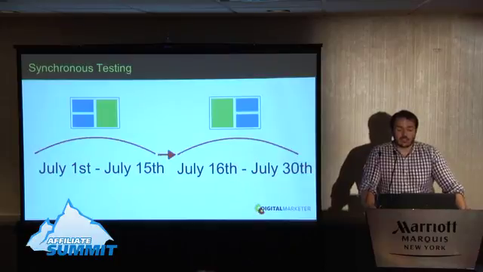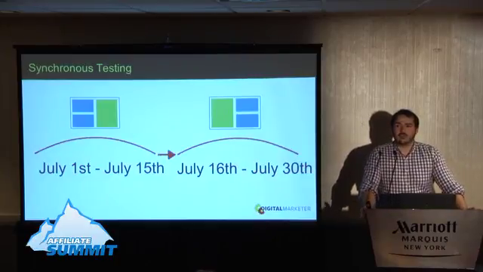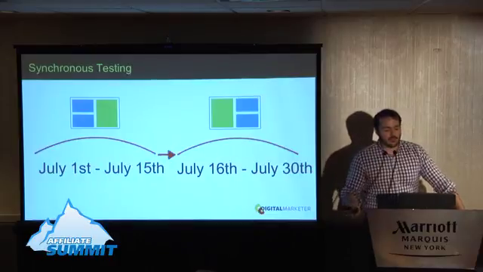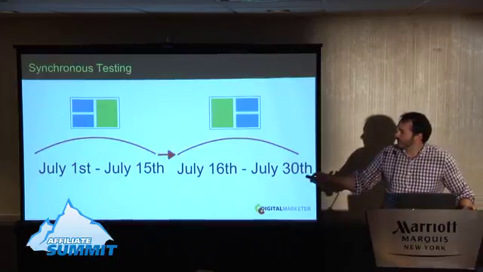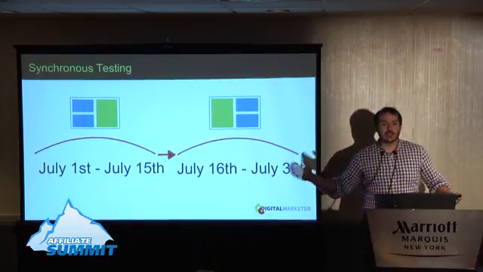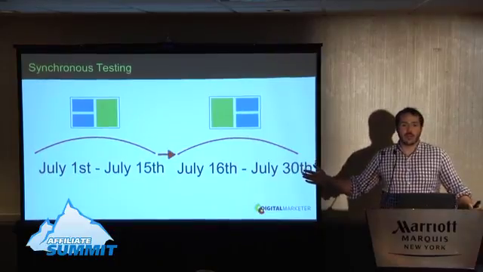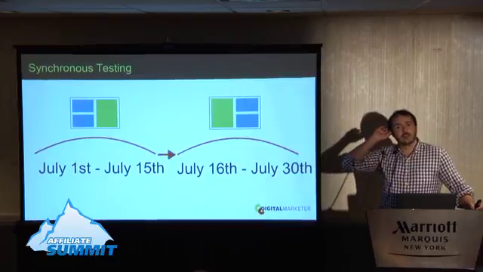Here's an example of how someone would do a synchronous test. They have a predetermined timeline of July 1st versus July 15th, and then a variation, and then July 16th versus July 30th. Now, I think we can all see the major problem with synchronous testing. If someone were to run a test like this on your site, what's the first thing you'd say to them?